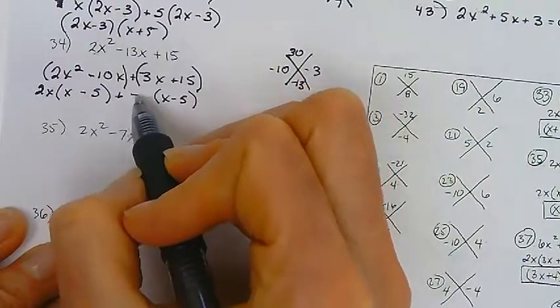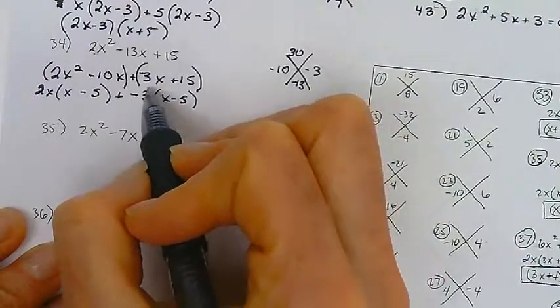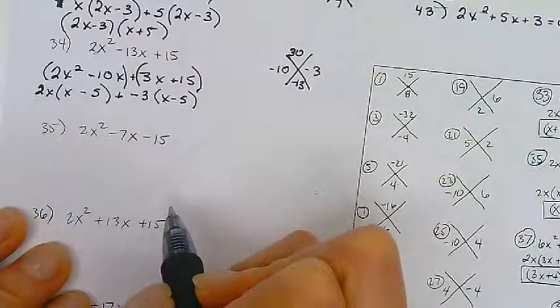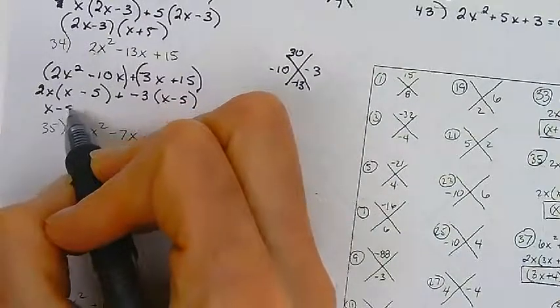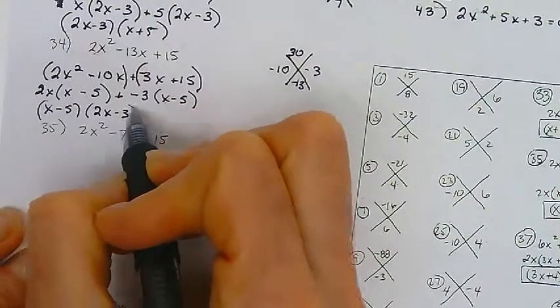If I pull out a minus 3, then negative 3 times x will give negative 3x. Negative 3 times negative 5 will give a positive 15. And I have the matching binomials. X minus 5 times 2x minus 3. It's done.